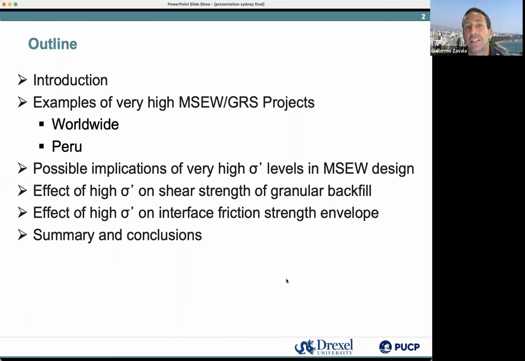As an outline, there will be a brief introduction, examples of very high mechanically stabilized earth walls and geosynthetic reinforced slope projects worldwide and in Peru. We'll discuss the possible implications of very high normal stress levels in the designs and the effect of these in the shear strength of the backfill and the interface friction strength envelopes, and then present summary and conclusions.